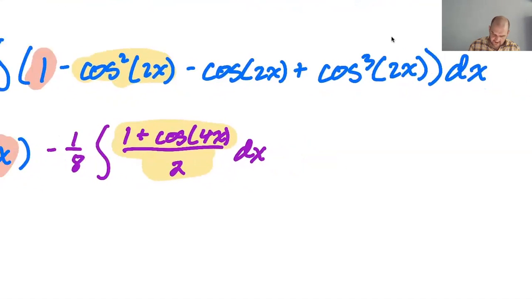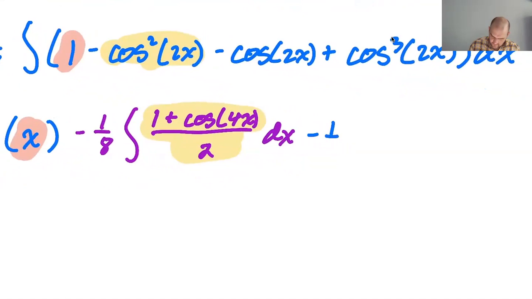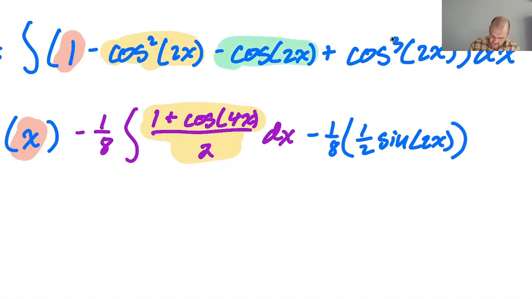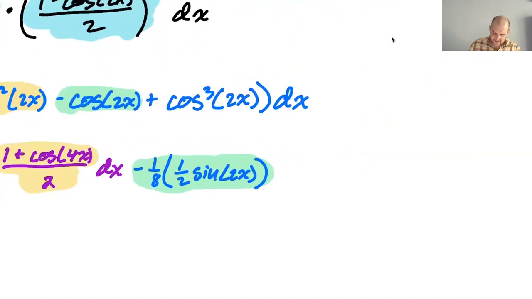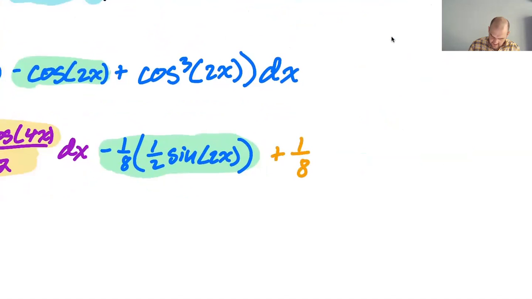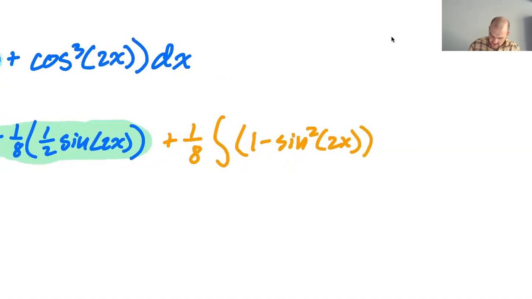I don't know what color I'm even using anymore. All right, so it's minus 1/8, and then 1/2 sine of 2x, because I can actually integrate that. So that is from this. That 1/8 is killing me. And then cosine cubed, odd power of cosine. I'm going to save a cosine. And then, yeah, so this will be plus 1/8 the integral of cosine squared is 1 minus sine squared of 2x. And then I saved a cosine of 2x dx.